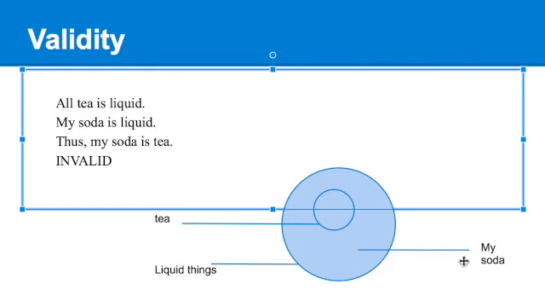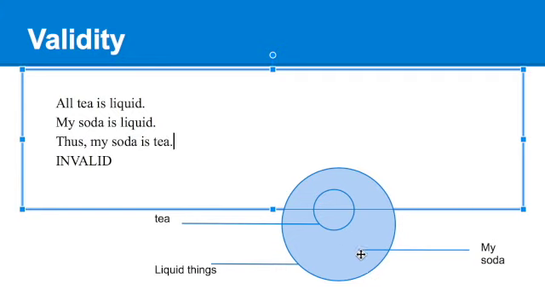So let's put my soda in here. This is technically following correctly what this minor premise claims. My soda is a liquid. This is accurately depicting this. So now that we've accurately depicted the major premise, T is inside of liquid, and the minor premise, soda is inside of liquid, we can ask, is it necessarily true that your soda is a T?